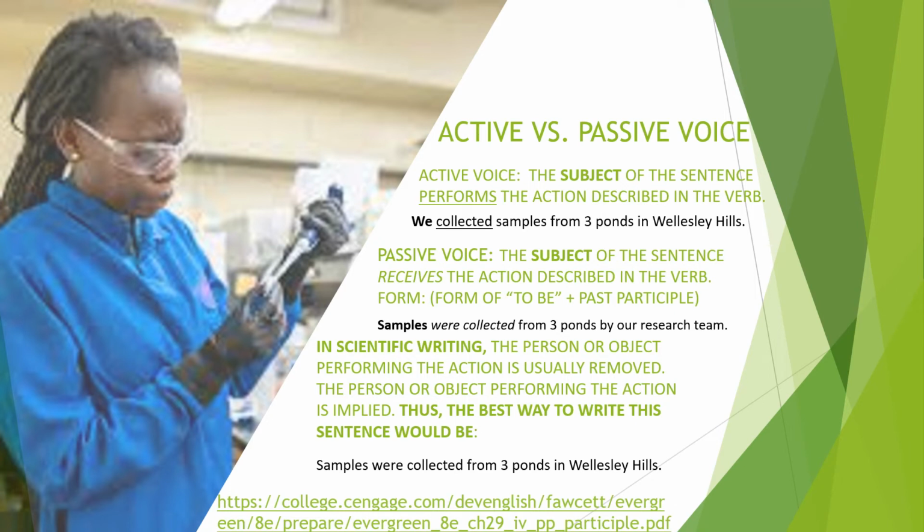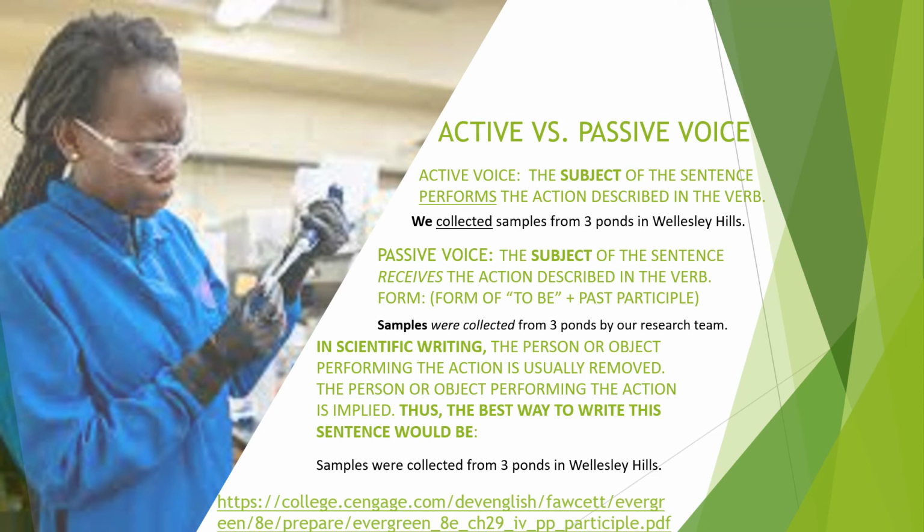Let's move on to passive voice. Here's an example of passive voice where the subject of the sentence receives the action described in the verb. In order to create the passive voice, we use a form of to be plus the past participle. If you look now, our sentence in passive voice says, "Samples were collected from 3 ponds by our research team." Samples is now the subject, and were collected is the past participle.